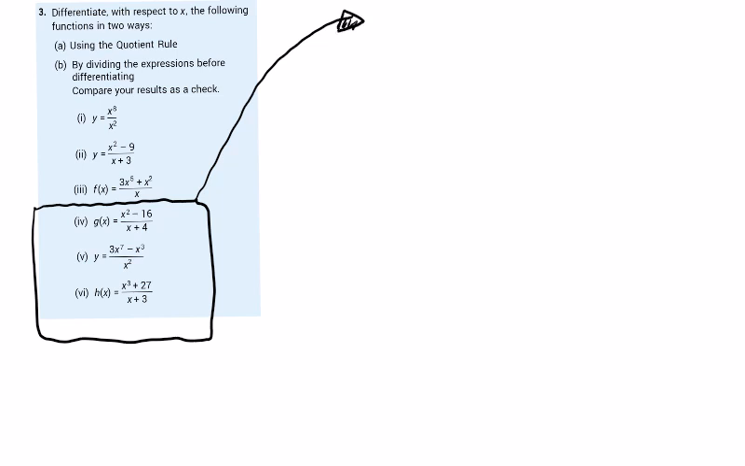So the quotient rule, differentiate both individually. X squared minus 16 goes to 2x, and x plus 4 goes to 1. So the quotient rule is always, we start on the bottom to remind us of what to do. It's the bottom squared on the bottom. So x plus 4 to be squared.